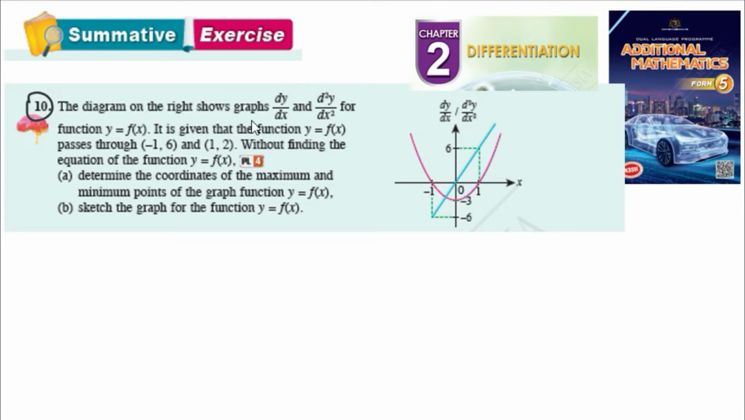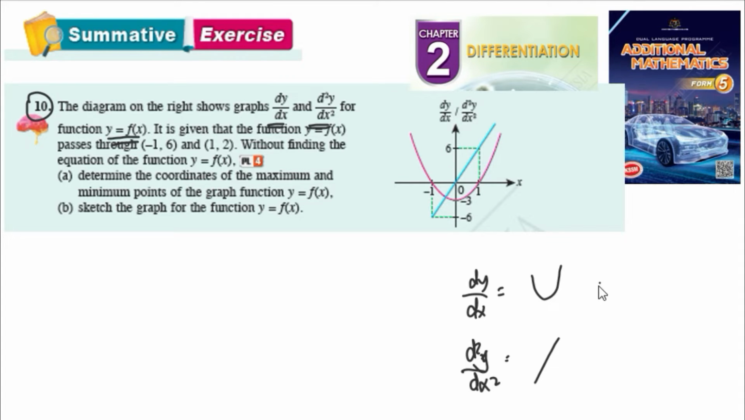The diagram on the right shows the graph of dy over dx and d square y over dx square for the function y is equal to f(x). It is not mentioned which one is which. But here we see dy over dx and d square y over dx square. Here we have a straight line graph, and this one is represented by a quadratic function.